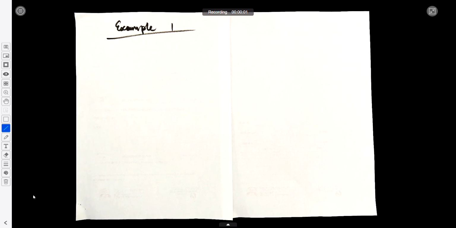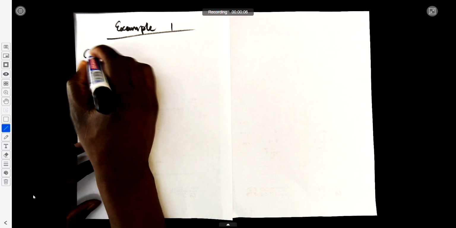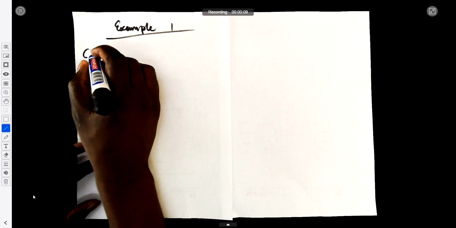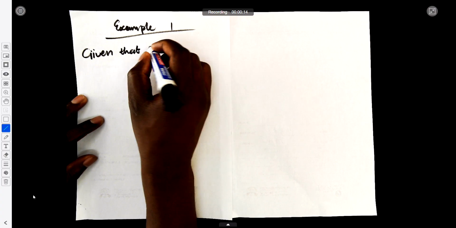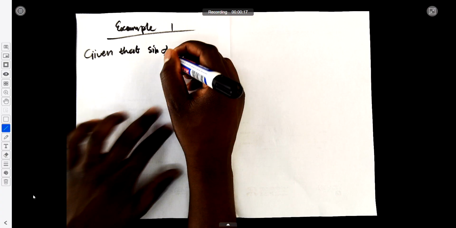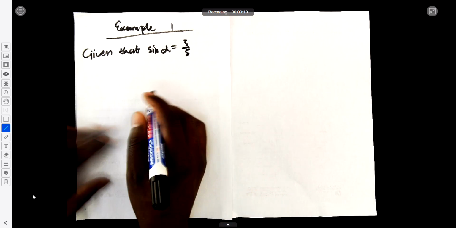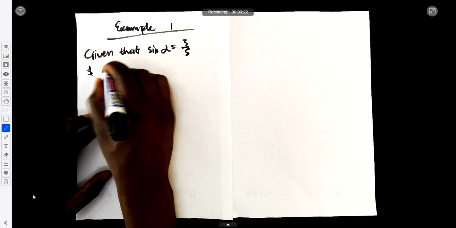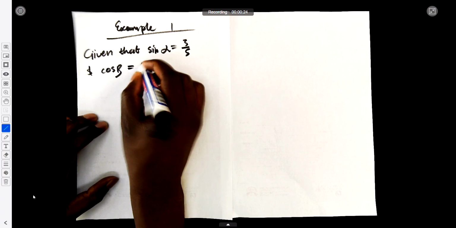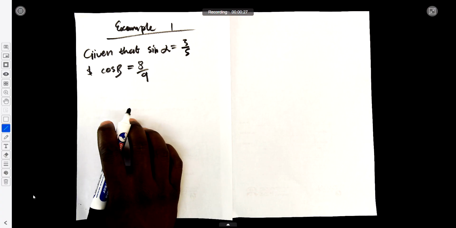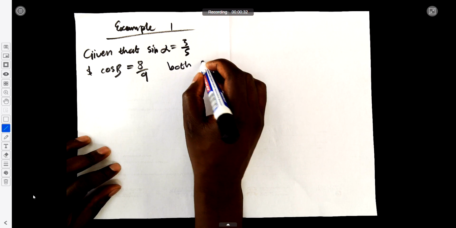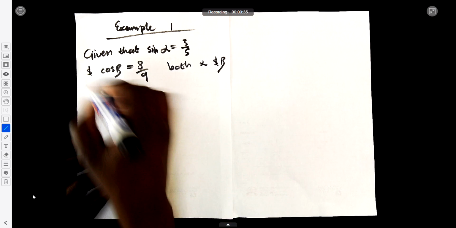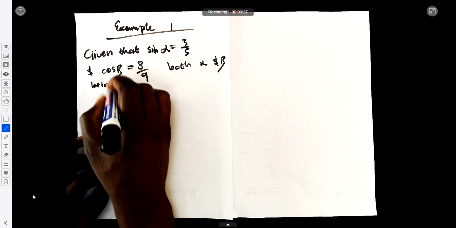So I want us to look into the following. Let's say we're given that sine alpha is equal to 3 over 5 and cos beta is equal to 8 over 9, with both alpha and beta being acute angles.